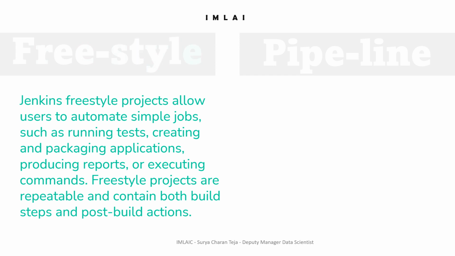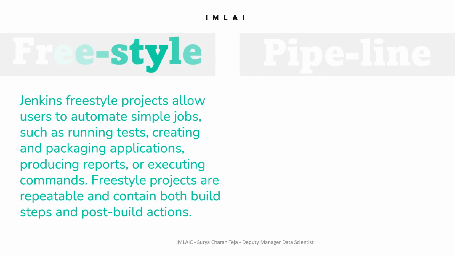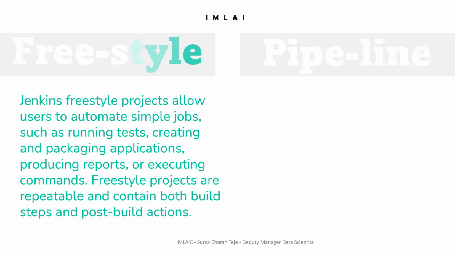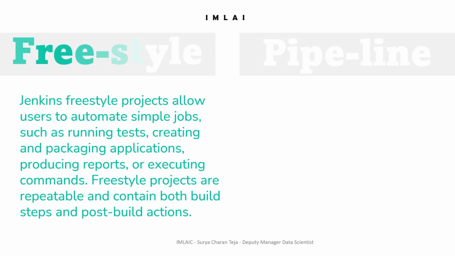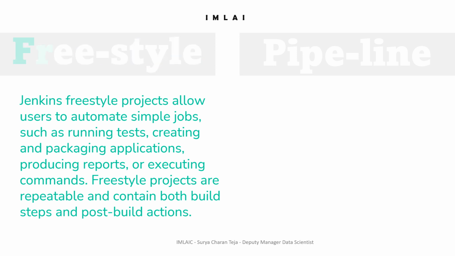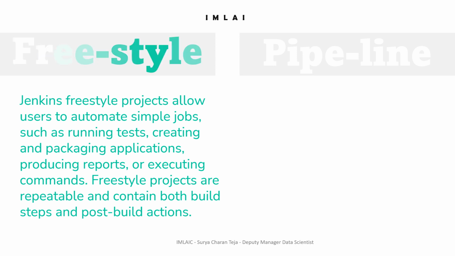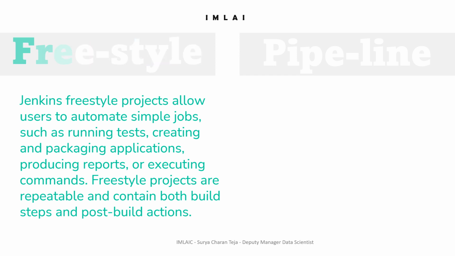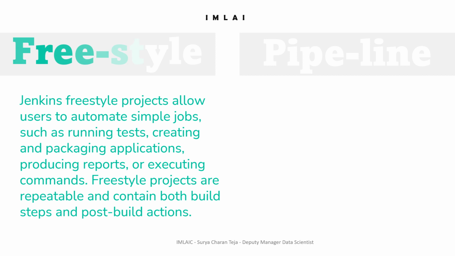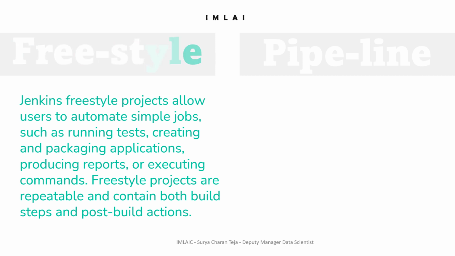So some examples of simple jobs to automate are running tests, creating and packaging applications. Basically this creating and packaging application, we are going to do that exercise. That's our first exercise in Jenkins. That's our first tutorial in Jenkins using a freestyle job. Then producing reports, executing some simple commands. So these are some of the best and simplest examples for freestyle jobs.